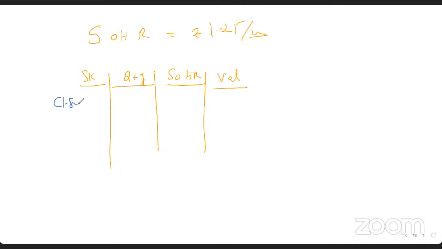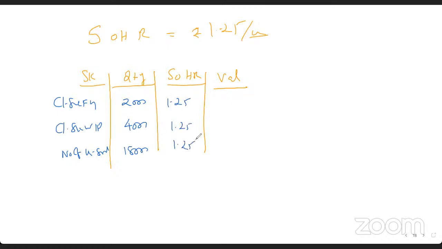Stock: closing stock of finished goods 2,000, closing stock of WIP equivalent 4,000, and number of units sold 18,000. Overhead rate 1 rupee 25 paise, supplementary overhead rate. So 2,000 into 1.25 is equal to how much?